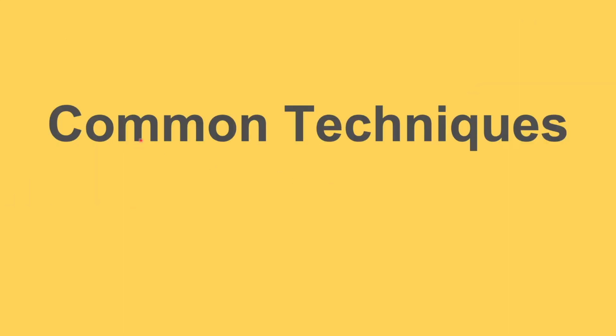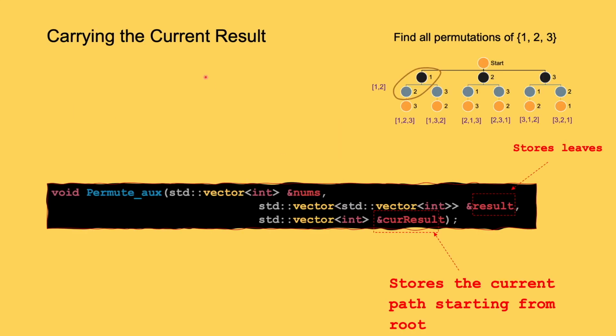Let's quickly review all the common techniques that we learned to solve backtracking problems. The first thing that we learned was to use this current result and carry the current result all through the graph. So basically, we created an auxiliary variable, and then we update it each time that we're visiting a node. And then once we get to a leaf, we push the current result inside the result. This is a very common technique in backtracking algorithms.